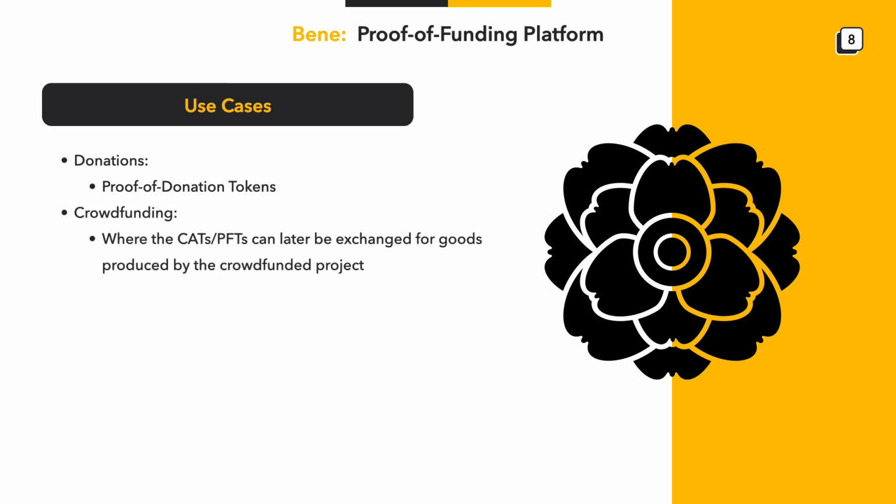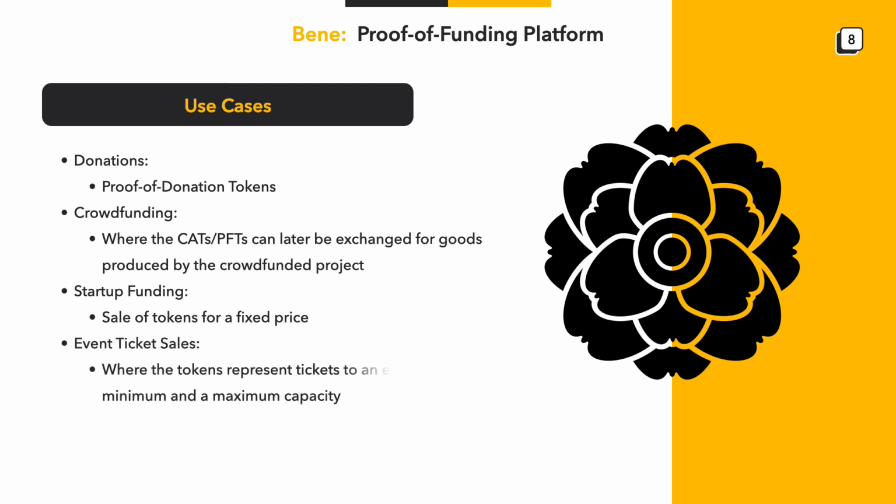They can also be used for crowdfunding. So in this case, the contribution accounting tokens or the proof of funding tokens could later be exchanged for goods produced by the crowdfunded project. This platform can even be used for traditional startup funding, a traditional sale of tokens for a fixed price. It could be used, for example, for sales of event tickets, where the tokens represent tickets to an event with a minimum and a maximum capacity.